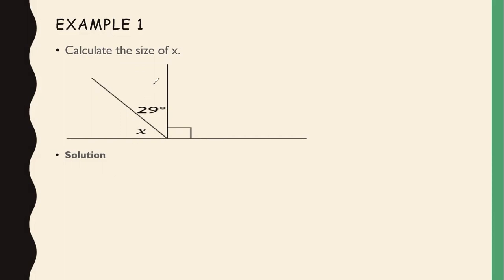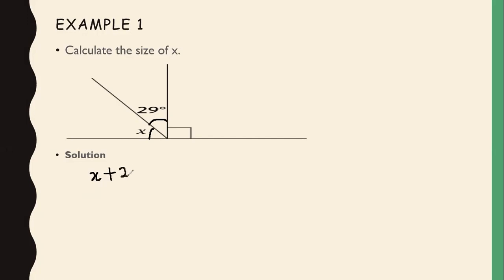Now we are asked to look for the value of angle X. Now this is angle X. This angle is 29 degrees. Considering the fact that these angles lie on the same straight line, then the sum of the angles is 180 degrees, or we can say the angles are what? Supplementary angles.